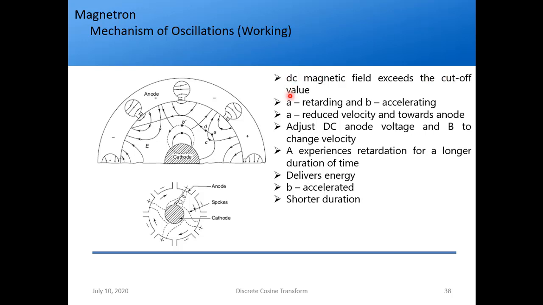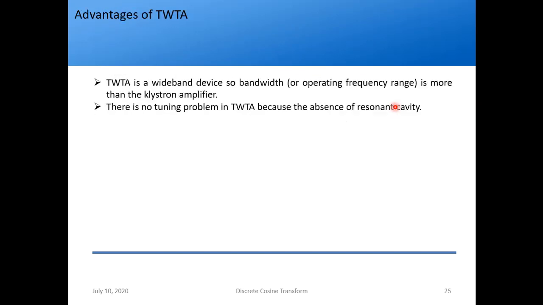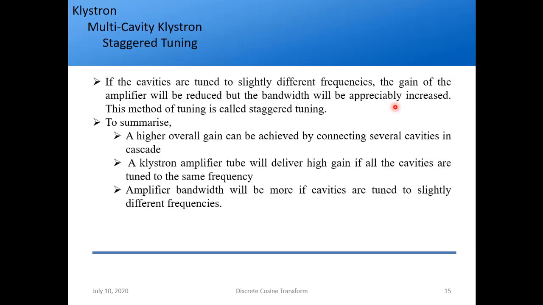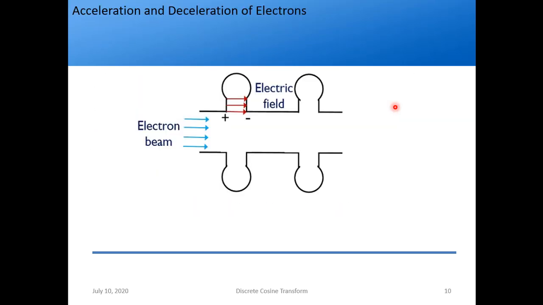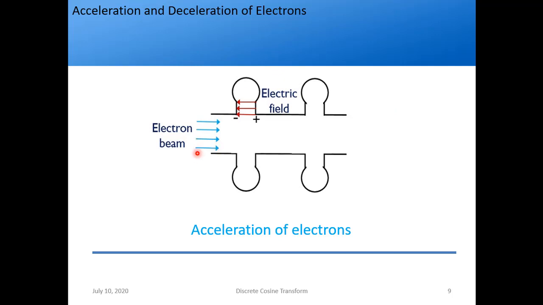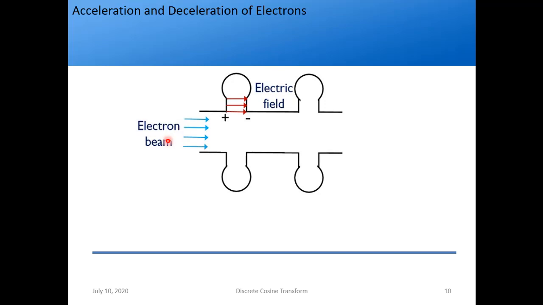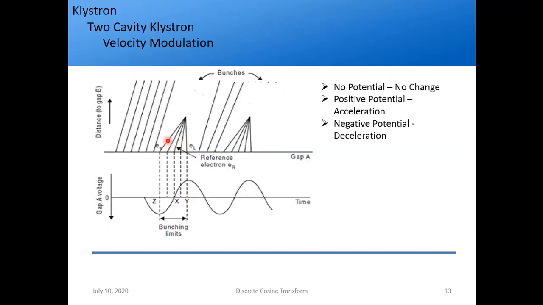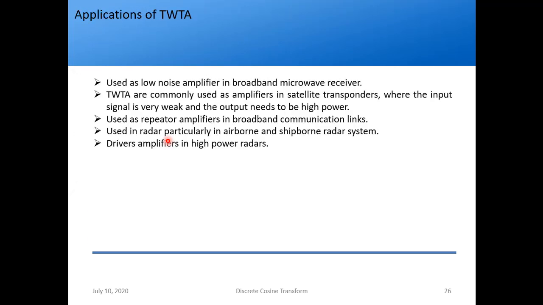Then we take the example of 2 electrons, A corresponding to a retarding field and B corresponding to an accelerating field. So let's go to our acceleration and deceleration slide at the very start. When does the electron accelerate? When the electric field and the electron beam are in opposite directions, we get acceleration, and when they are in the same direction we get deceleration, right? So this concept is used in the magnetron again.